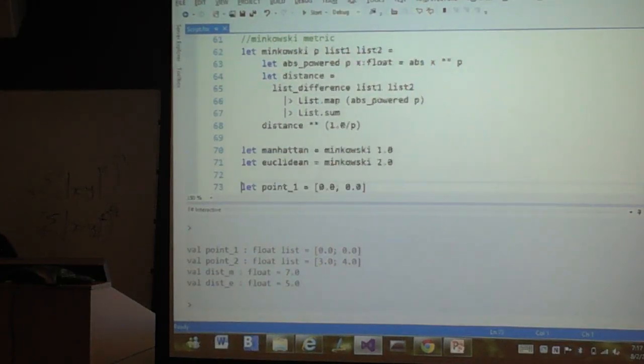So if you want to, you could take the current one step further and pass in a specific list. 0, 0 is always the starting point. Totally, yes.